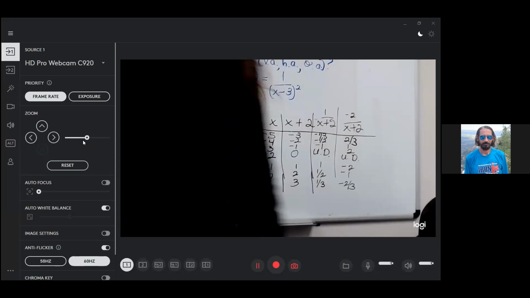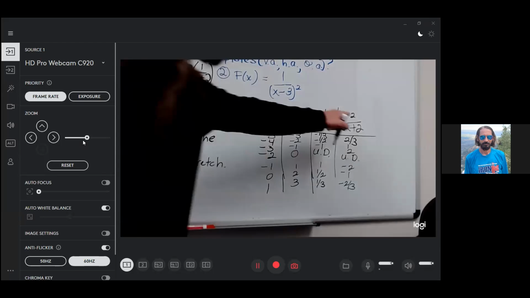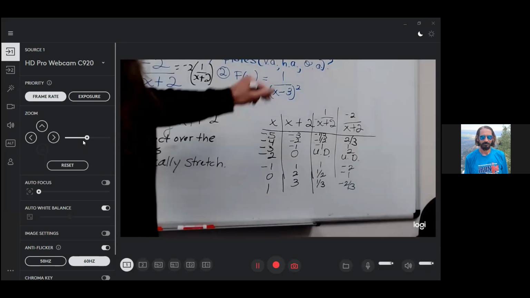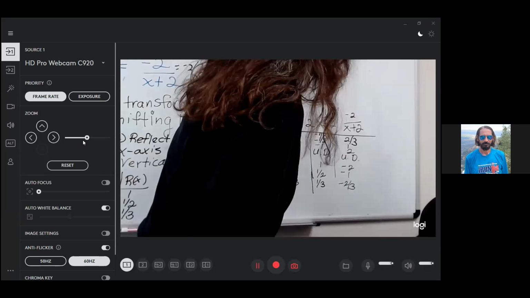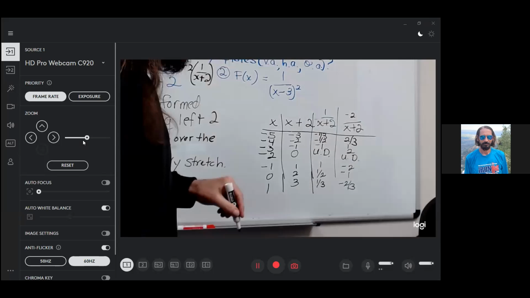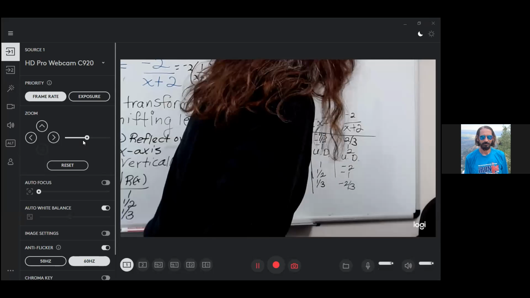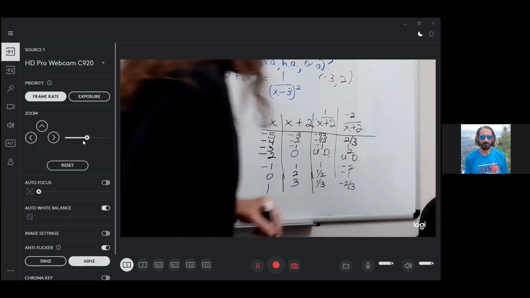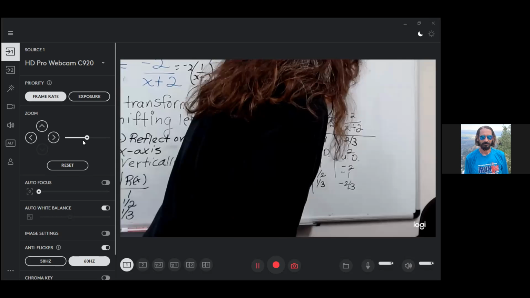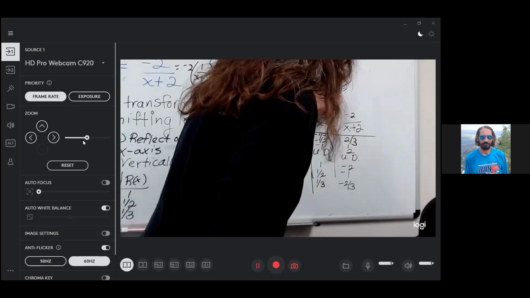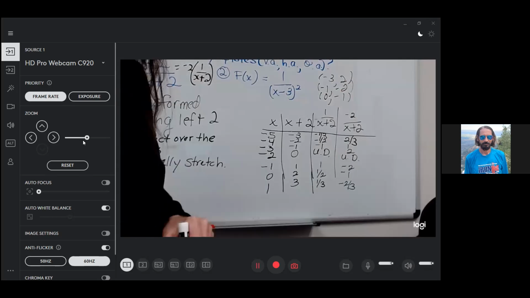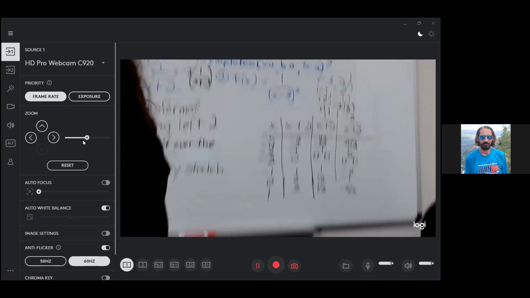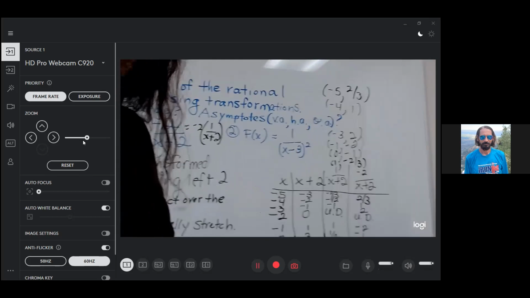So again, we look at the beginning column and the ending column to know what points we're going to plot. -5, comma 2/3, -4, comma 1, -3, comma 2, -1, comma -2, 0, -1, and 1, comma -2/3. Those are the points that we're going to plot.